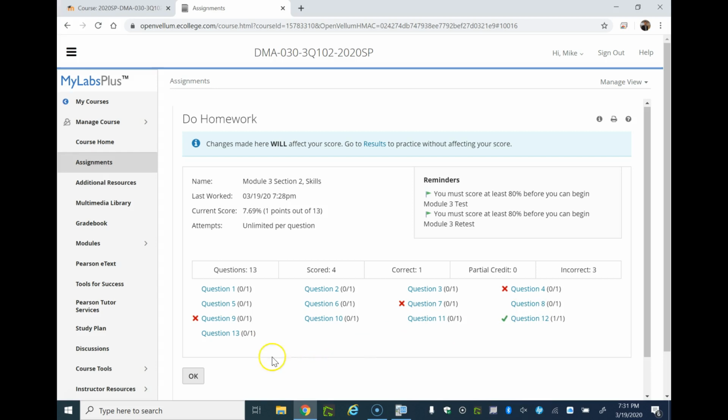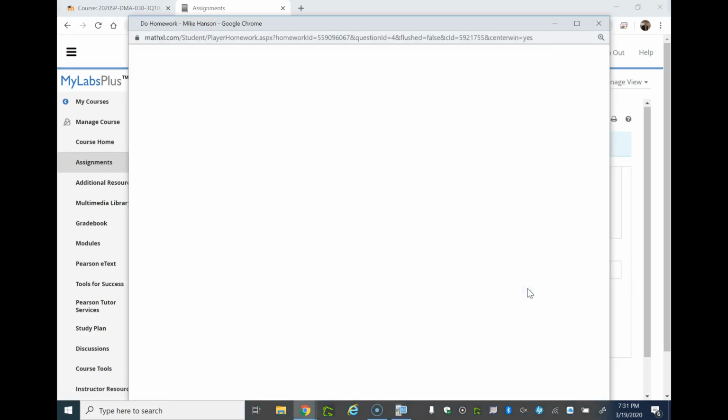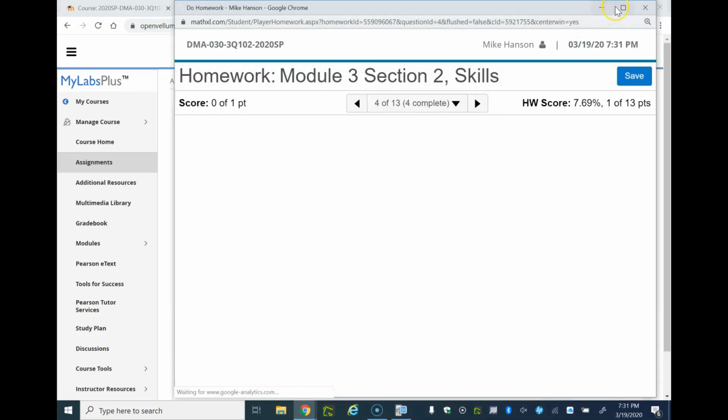I have a few problems I want to go over. Maybe this one will just take about 3 problems to go over this section. It's a real quick section that you need to do.